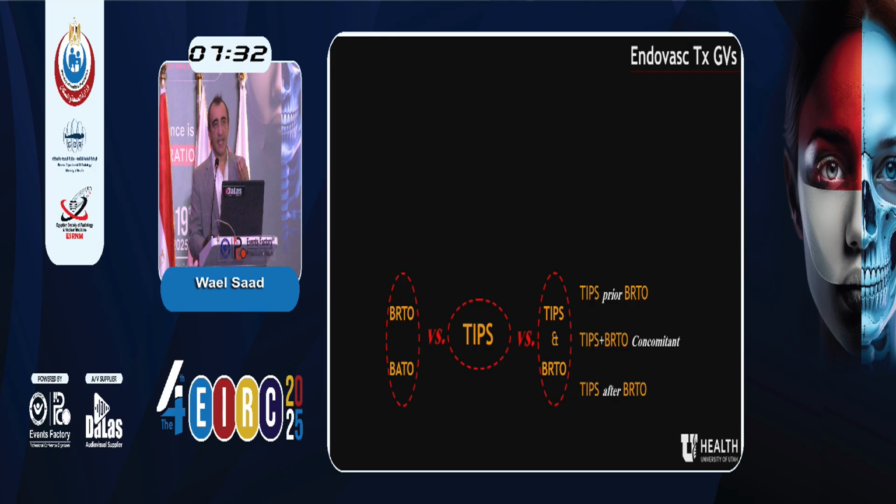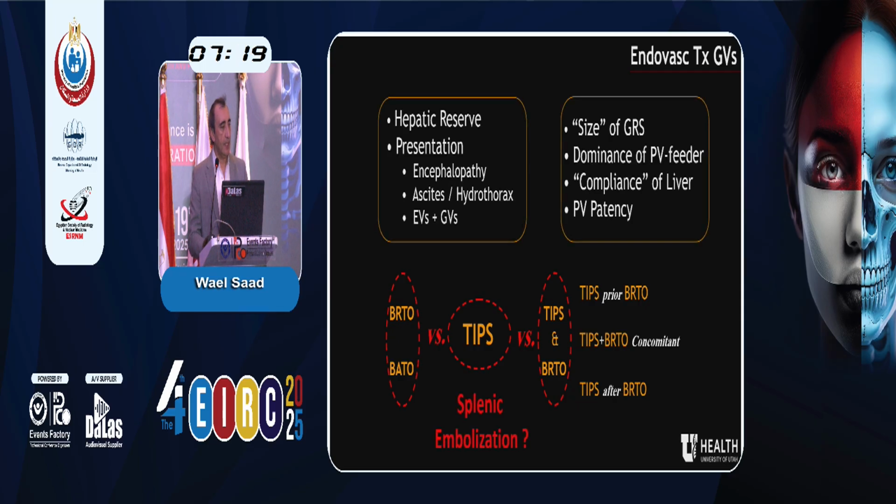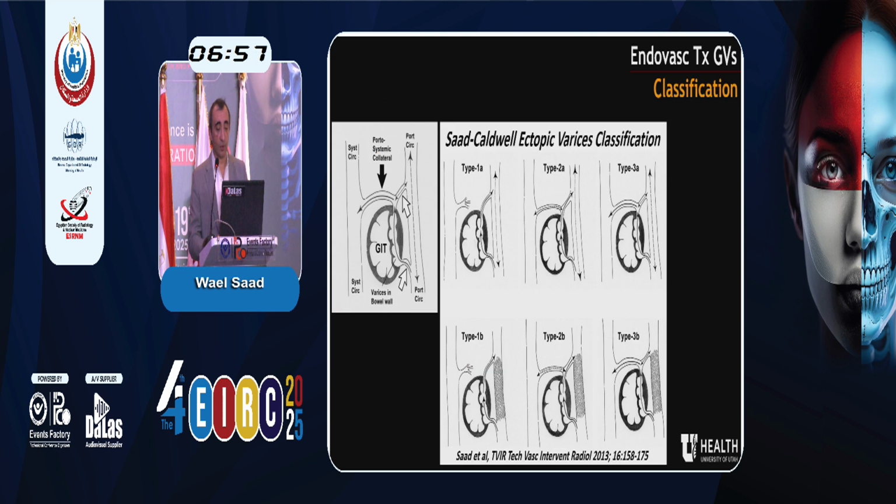It could actually be TIPS and BRTO or TIPS and BATO. And if you're going to do TIPS and BATO, what do you do first? A TIPS first, followed by BRTO, or BRTO first, followed by TIPS, or do them both at the same time? You basically tailor it to the patient's need, which we will go into in some detail: the hepatic reserve, whether the patient is a TIPS candidate or not, encephalopathy, comorbidities of esophageal variceal bleeding, ascites, hydrothorax, the size of the gastrorenal shunt, what the predominant feeder is, and the compliance and the patency of the portal vein itself.